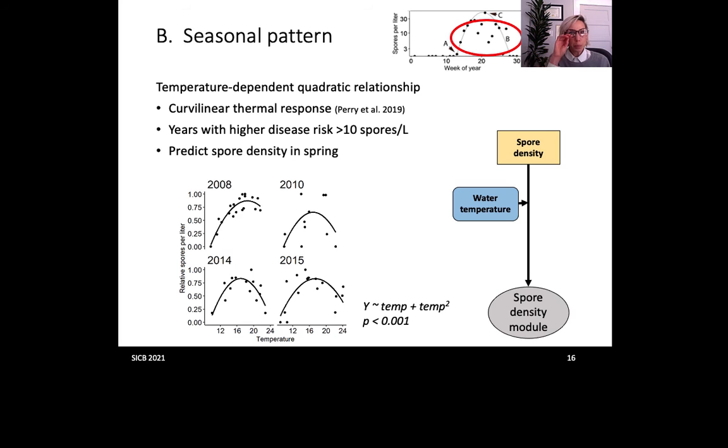To describe the seasonal pattern of spores, a curvilinear thermal response between C. shasta spores and water temperature was fit with a quadratic curve for selected years. And this really just excluded years in which flushing flow events occurred as water temperature and flow are linked, and years in which the spore densities were extremely low. And then this module predicts the normalized spore density based off of water temperature.